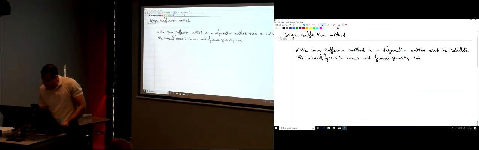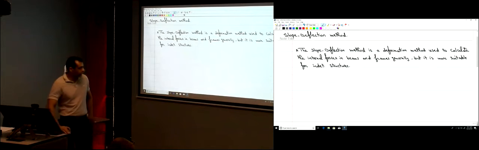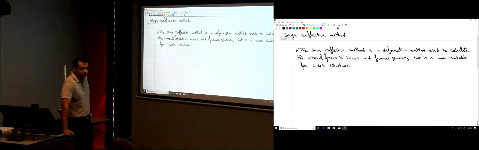But it is more suitable for indeterminate beams, indeterminate structures. You cannot use it to solve trusses, okay? You can only use it for beams and frames. It's not suitable. You cannot use it for trusses, okay?